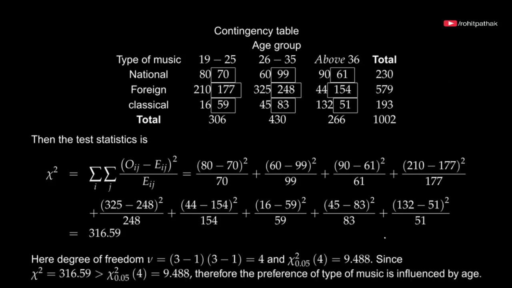If we compare, we find that the test statistic is greater than the critical value. Therefore, the preference of type of music is influenced by age. These are not independent. H0 is rejected. So this is how you apply the chi-square distribution as a test of independence of attributes. Thank you very much.